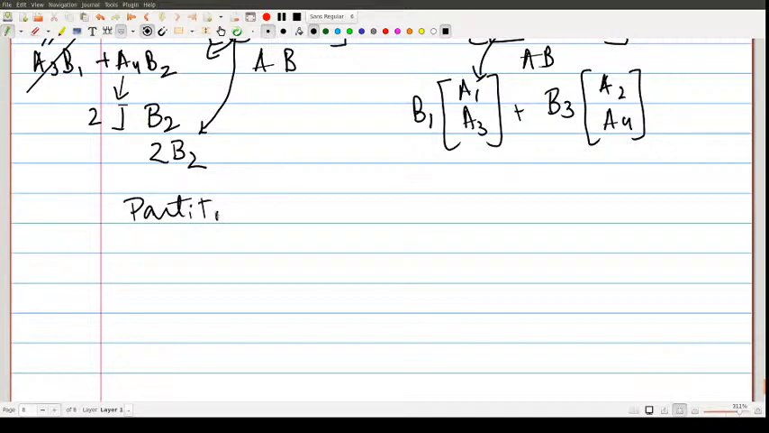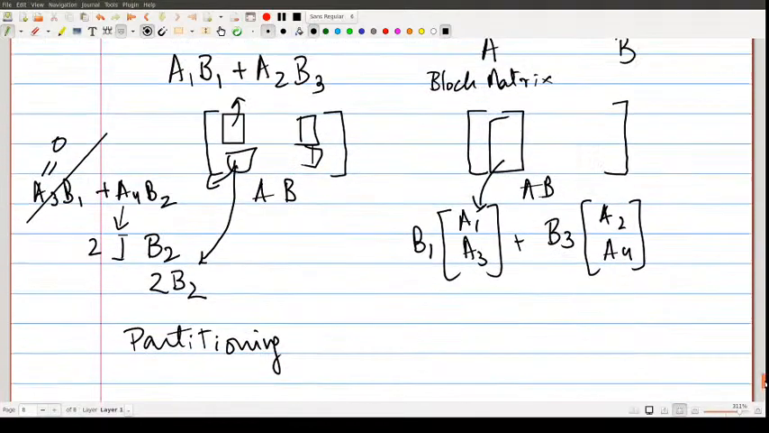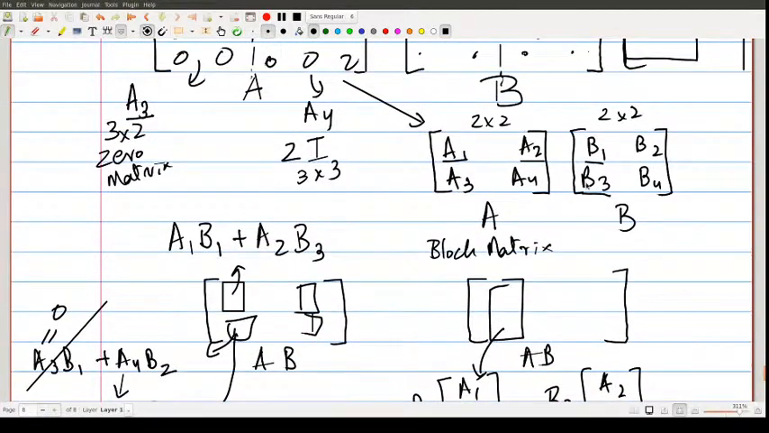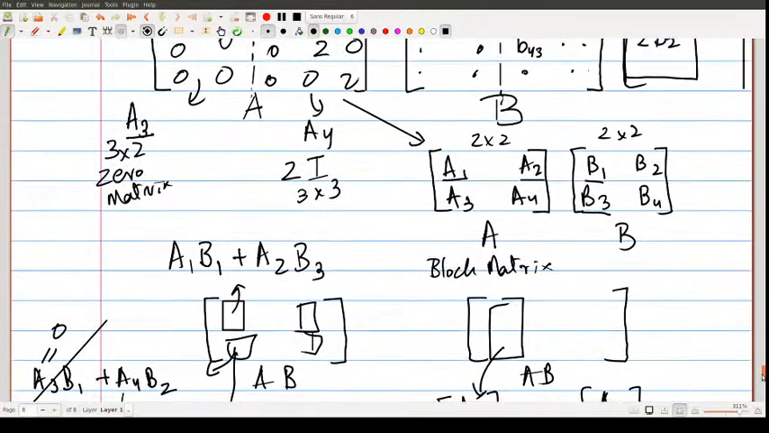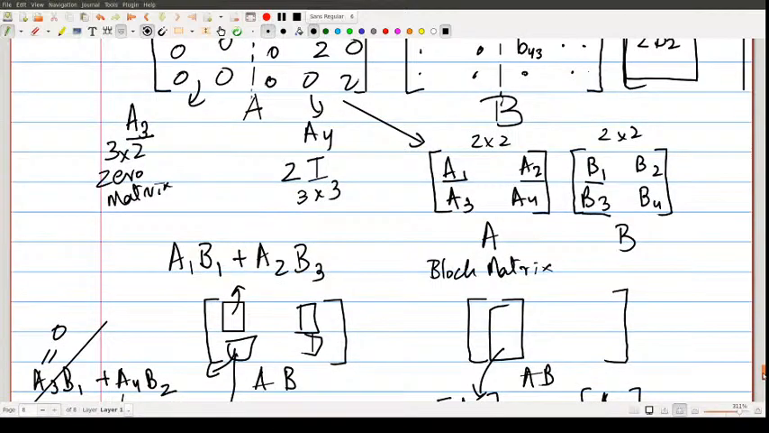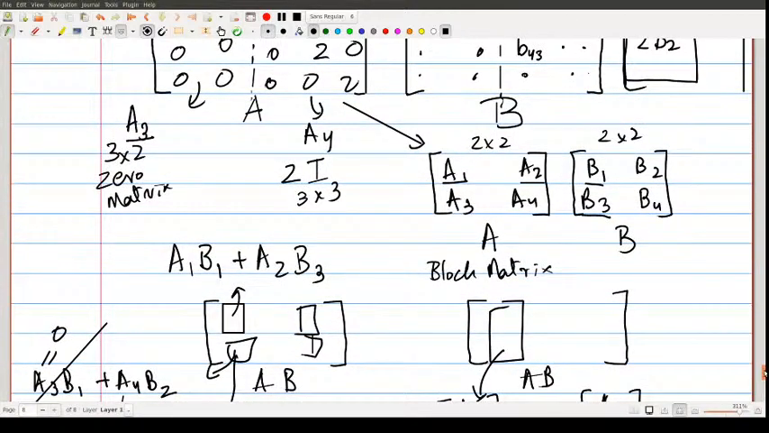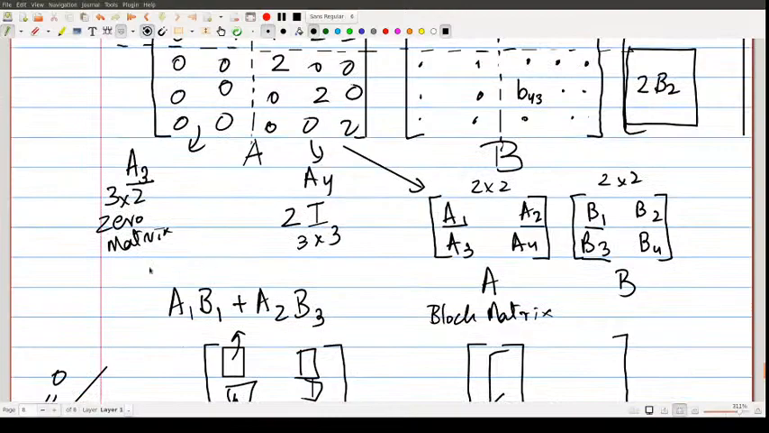Partitioning. Block matrices can just be viewed as matrices as long as the individual blocks are compatible for multiplication. So for example, let's check that some of these matrix multiplications that we've done are compatible. A1 was 2 by 2 and B1 was 2 by 2, so that's a compatible matrix multiplication.